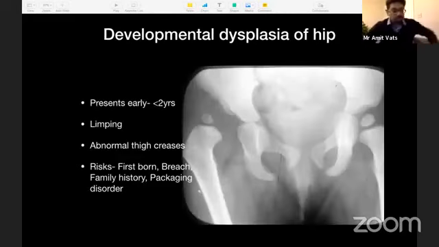The second differential diagnosis could be DDH. Again, children who present are likely to be less than 2 years old. They would be limping. Usually it is picked up by the parents when the child starts walking, and they see that the child is limping or reluctant to put weight on one side. The thigh creases may be abnormal. The risk factors for DDH would be firstborn, breech presentation, a family history of DDH, and other packaging disorders such as metatarsus adductus or tibial torsion.